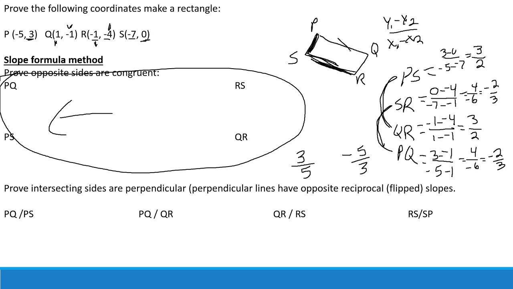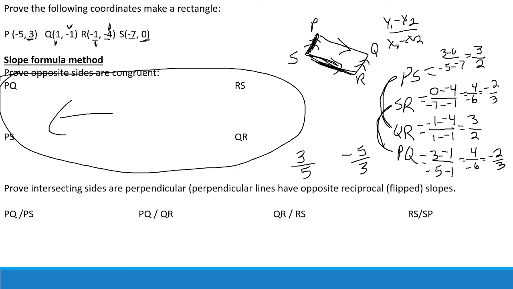So PQ should be parallel to SR, and QR should be parallel to PS, and vice versa. So once I found the slope of these two, I automatically knew the slope of these two, because if I've proven that their sides are congruent already, then I know that the slopes have to be parallel. Again, you don't necessarily need to know that, but that is a shortcut you can take if you remember it. So now the goal is to make sure that the angles are all perpendicular.